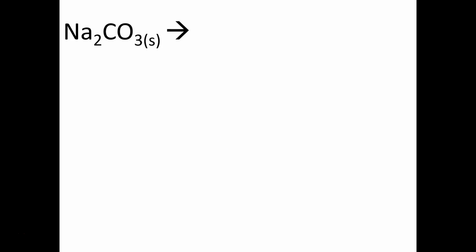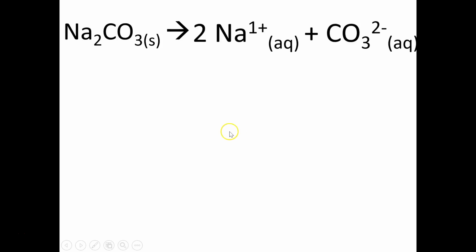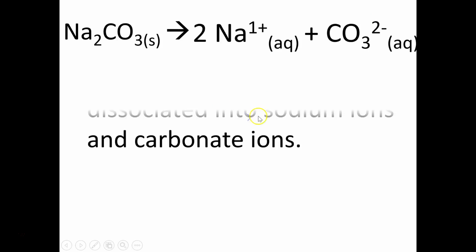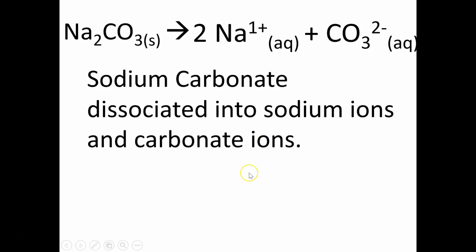Okay, so for this one, again, we dissociate it. We're going to get 2 sodium 1+ ions and 1 carbonate 2- ion. Okay, and our statement's going to read something like this: sodium carbonate dissociated into sodium ions and carbonate ions. Okay, so at this point you kind of get the pattern.